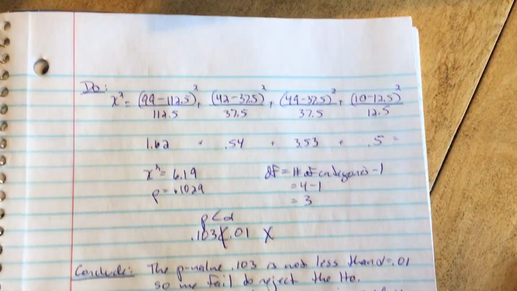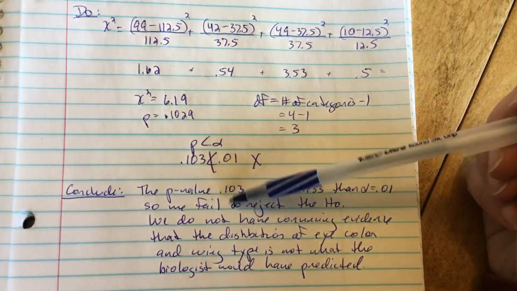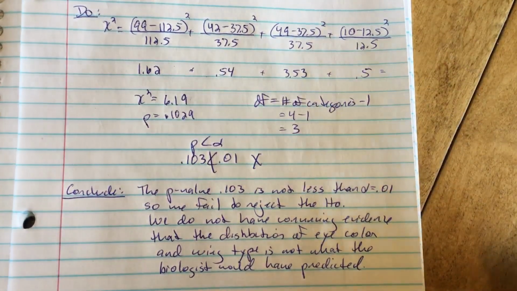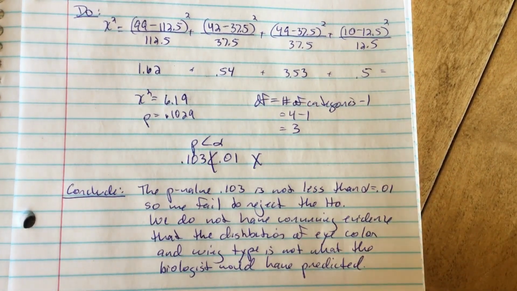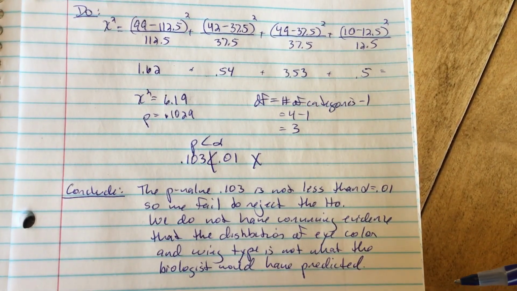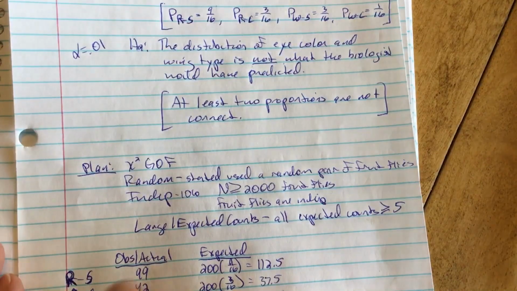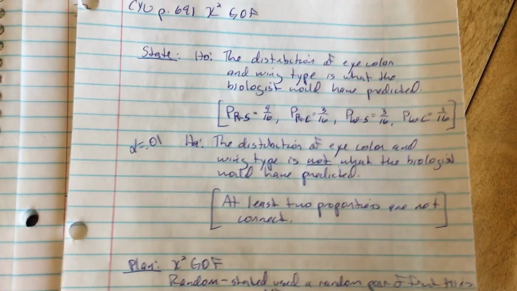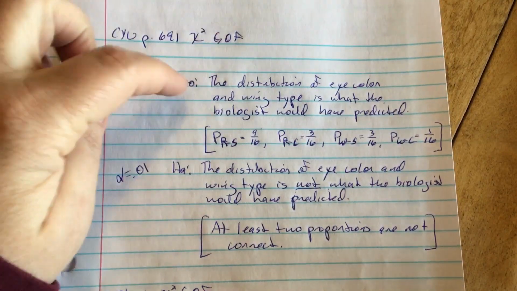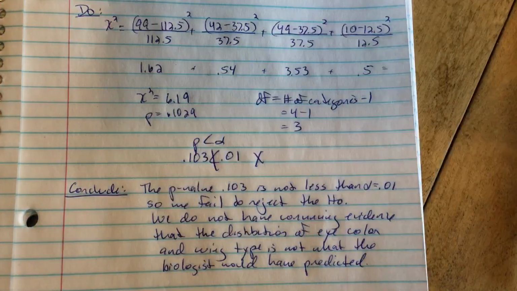So let's look at that. The p-value, 0.103, and again, I just rounded a little bit, is not less than alpha of 0.01, so we fail to reject the H0. We do not have convincing evidence that the distribution of eye color and wing type is not what the biologist would have predicted. So, in other words, the distribution of these traits in the fruit flies is pretty much what the biologist would have predicted. Since I failed to reject the H0, I do believe that they are all what the biologist thought would happen.